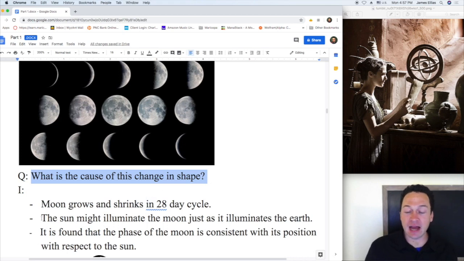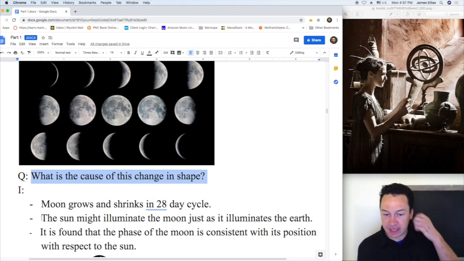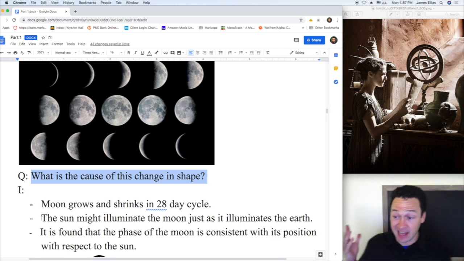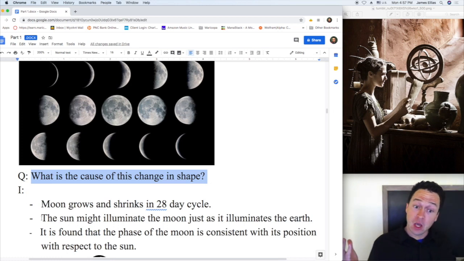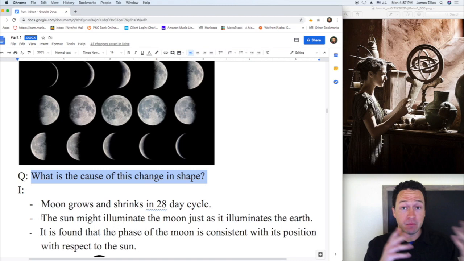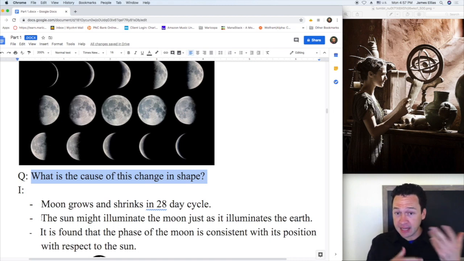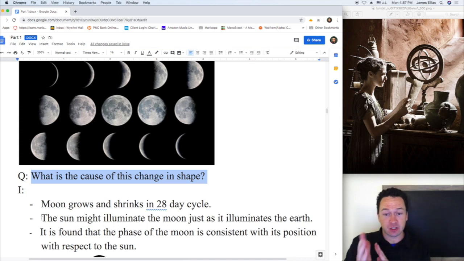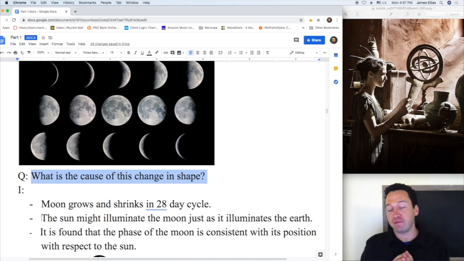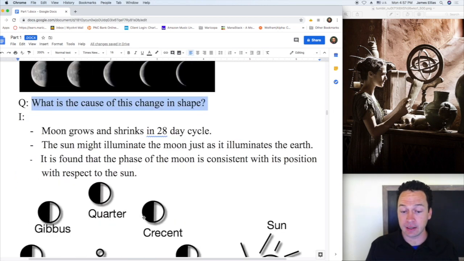Okay? Now, one hypothesis someone might come up with is they say, well, the sun lights up the earth. So maybe the sun lights up the moon, but it only lights up part of the moon. And so as a result, maybe this change in the shape is caused by the fact that the sun is only lighting up part of the moon. So here's what that would look like.